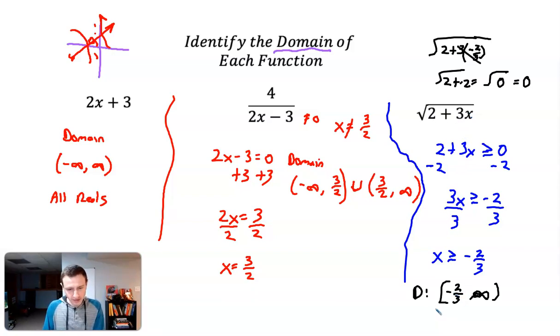But anything less than that, if you go on the left side of negative 2/3, like if you take negative 1, 3 times negative 1 is negative 3. 2 plus negative 3 is negative 1. Square root of negative 1. Then we're in a different number system, and things get a little bit more complicated. So that's not going to be in our domain. So that's why we want to start at negative 2/3 and go out to infinity.